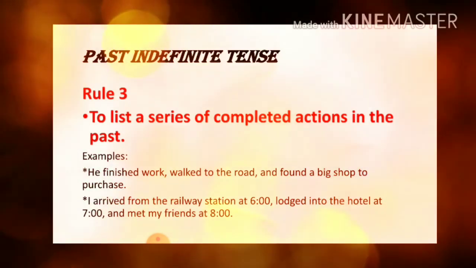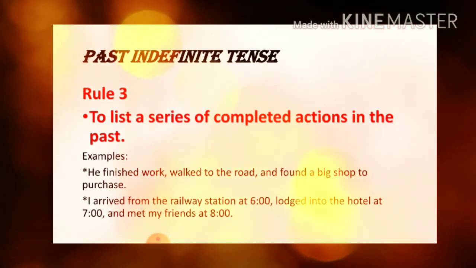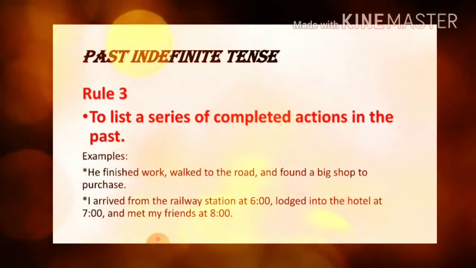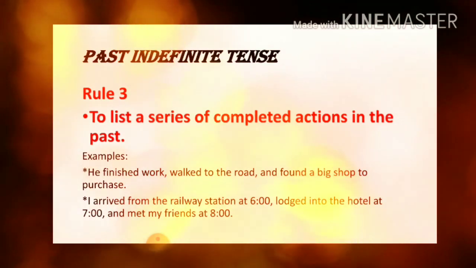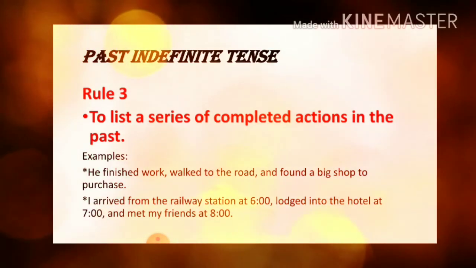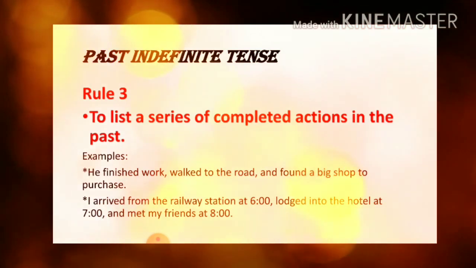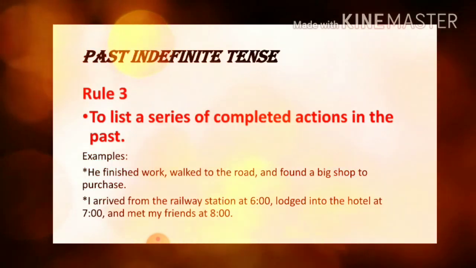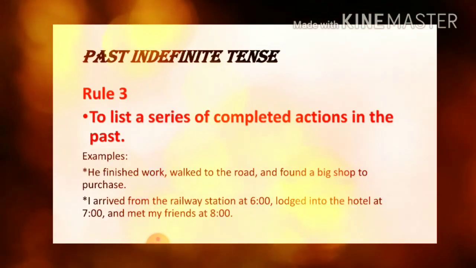Next example is, I arrived at the railway station at 6, lodged in the hotel at 7 and met my friends at 8. So here you can see arrived is the verb, lodged is the verb, and met is the verb. So there is a series of verbs in the past tense which indicates a series, that's why it is also past indefinite tense. So when you are going to describe a series of actions or steps of the action in the past, then you have to use the past indefinite tense.